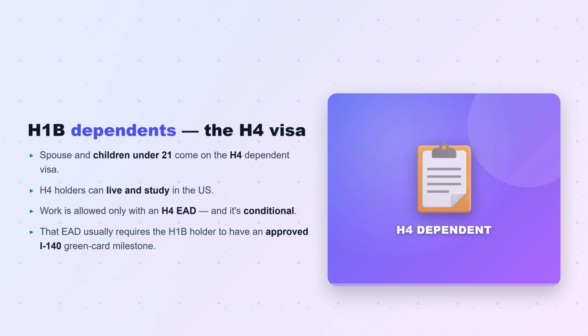Now, what about your family on H-1B? Your spouse and children under 21 can come on the H-4 dependent visa. H-4 holders can live in the U.S. and study freely. But working is allowed only with an H-4 EAD, and that permission is conditional. It usually requires the main H-1B holder to have reached a certain green card milestone, like an approved I-140. So H-4 work rights are not automatic.